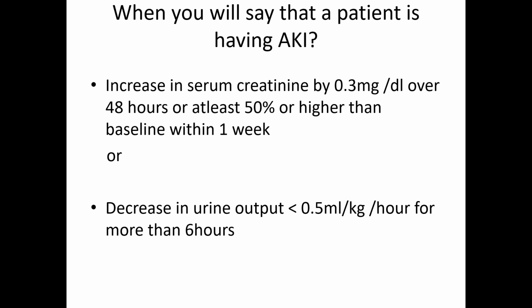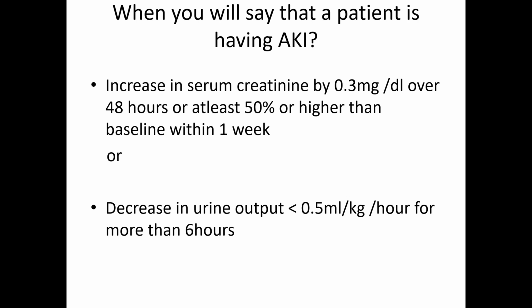So when you know a previous value, then you will come to know that there is an increase in serum creatinine. If you know the previous value and there is an increase by 0.3 milligram per deciliter in 48 hours, you can label it. But sometimes it is not available. So you keep on observing the patient, and when you see that it has gone 50% higher than the baseline value for the week, you can call the patient acute kidney injury.